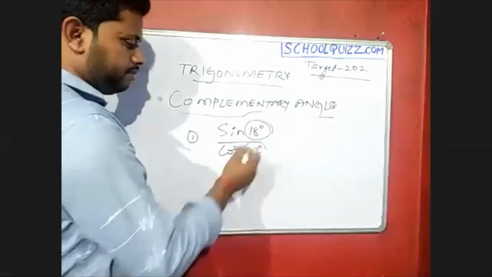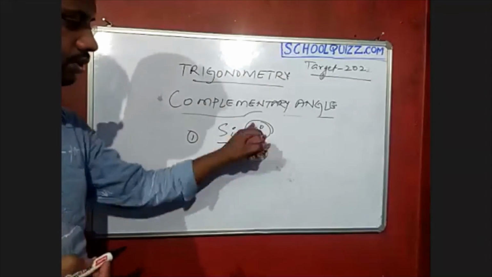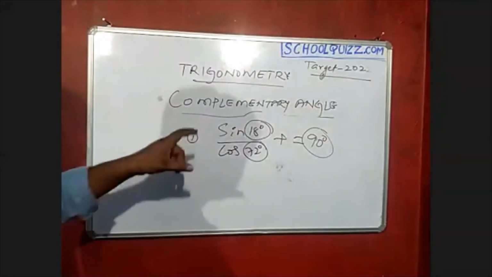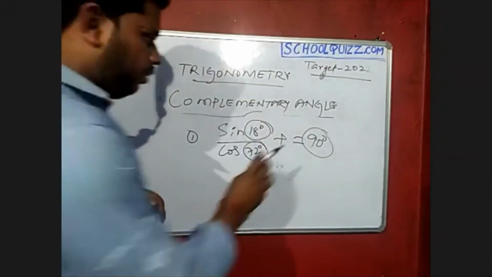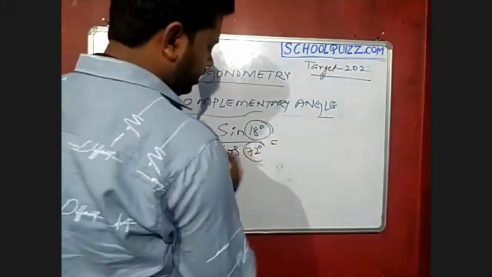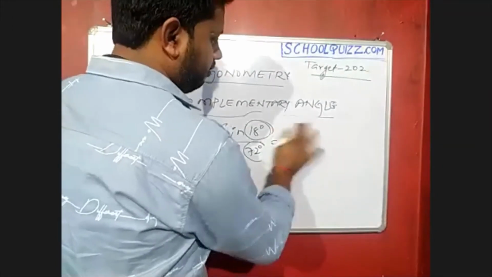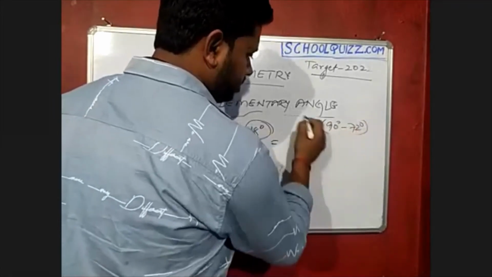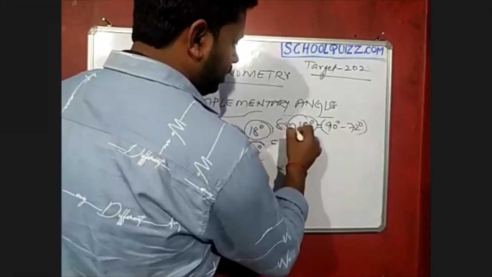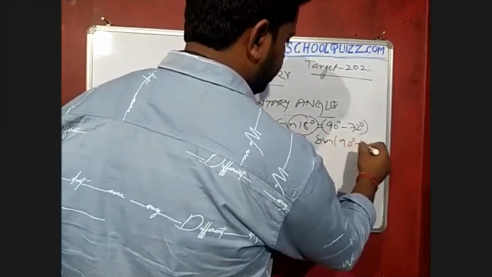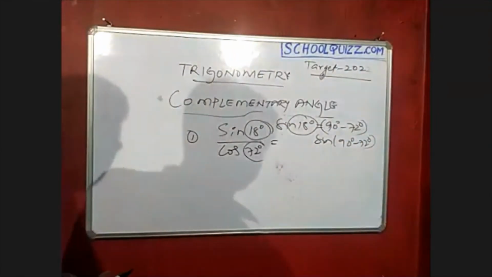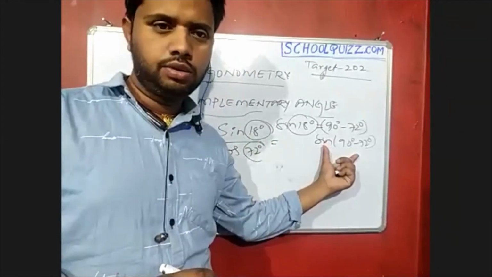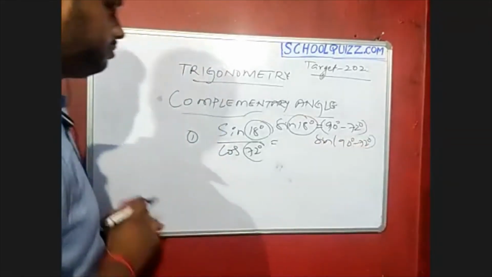By seeing these two angles, if we add them, we get 90 degrees. So we can conclude that this question is from complementary angles. How can we change it? 18 degrees is nothing but 90 minus 72 degrees. So in place of sin 18 degrees, if I write sin of 90 minus 72, nothing will change, the question will be as it is. But when we change to sin 90 minus 72 degrees, the ratio changes; that term will change to cos theta.